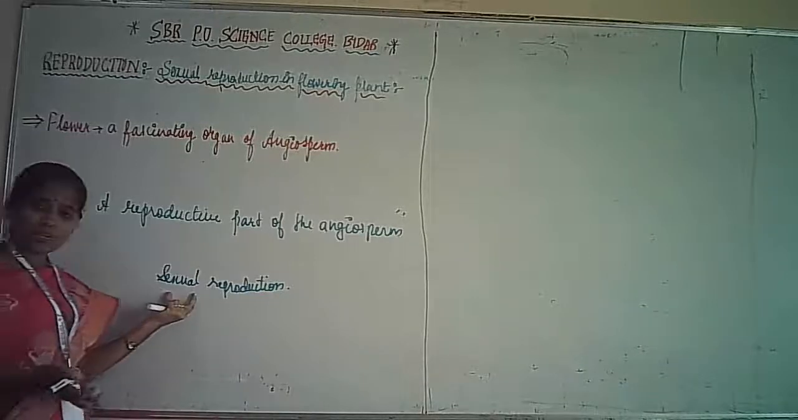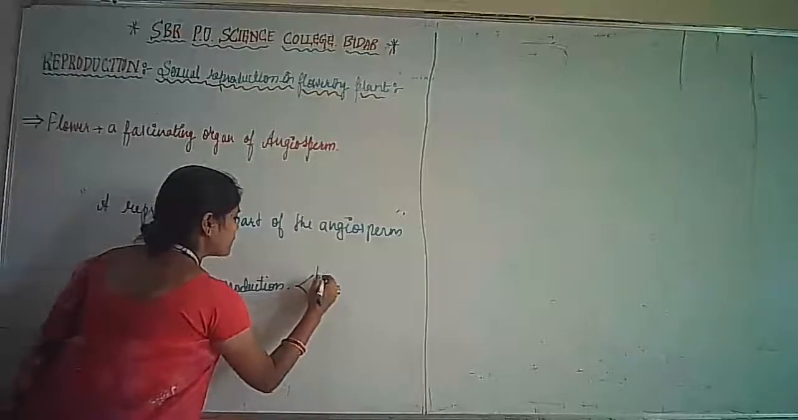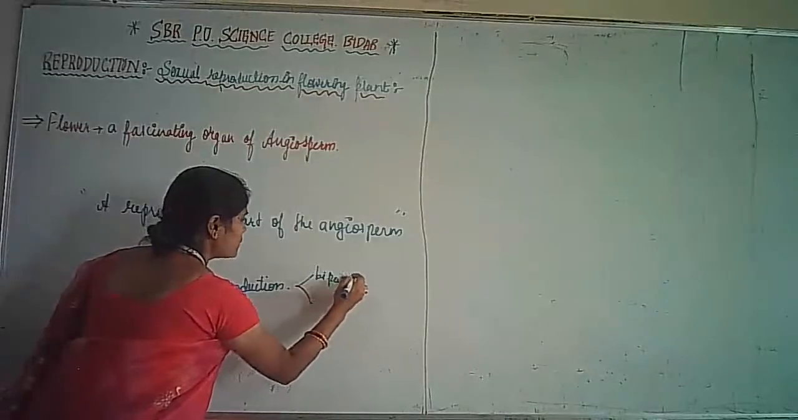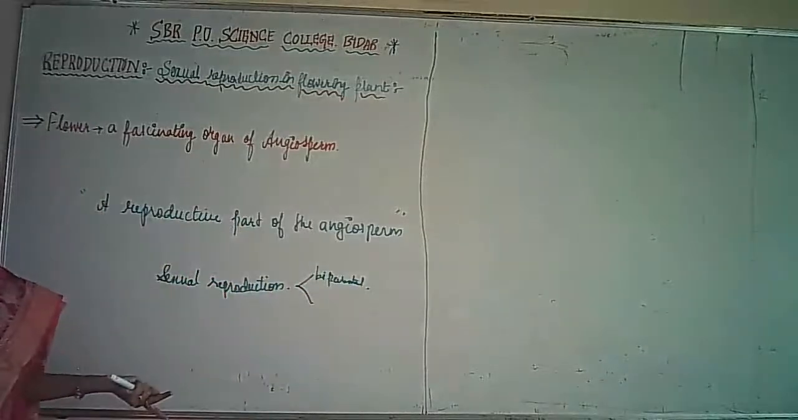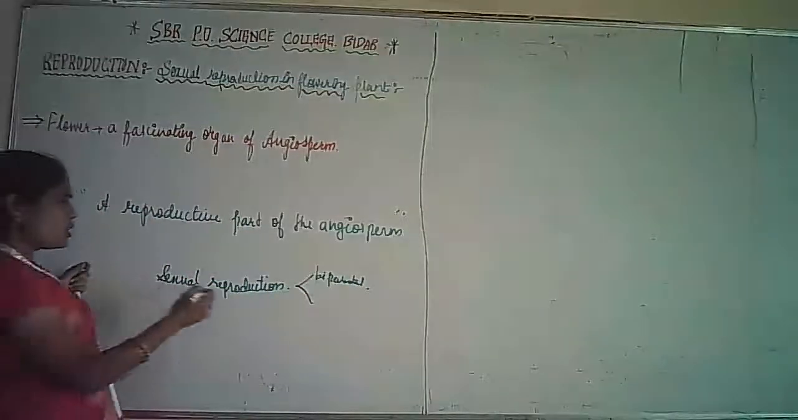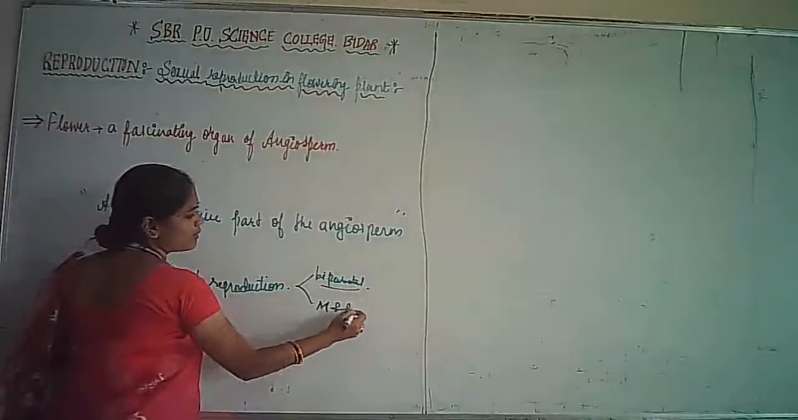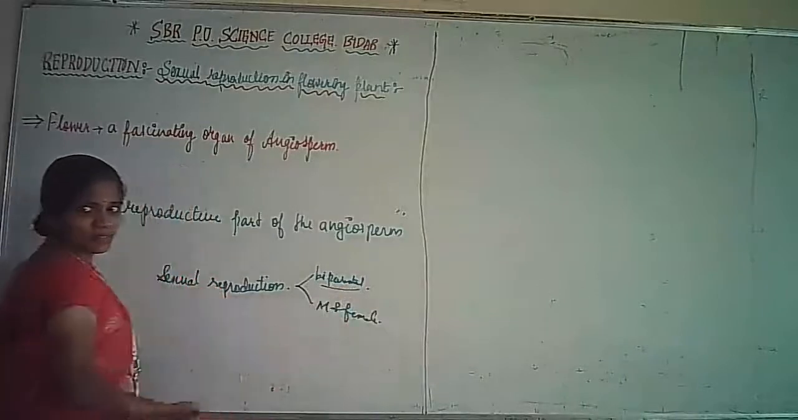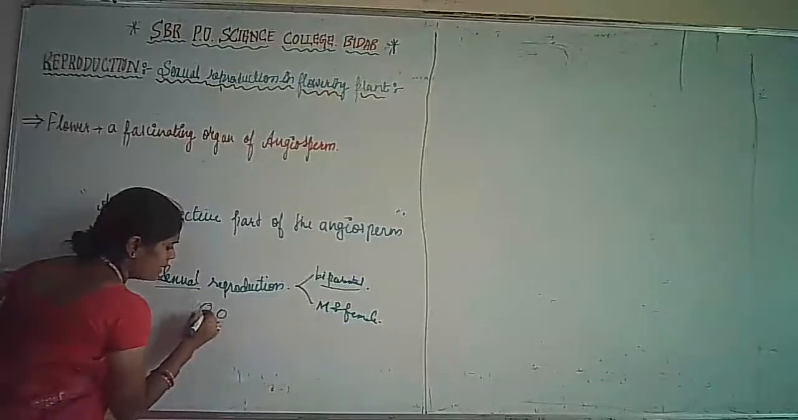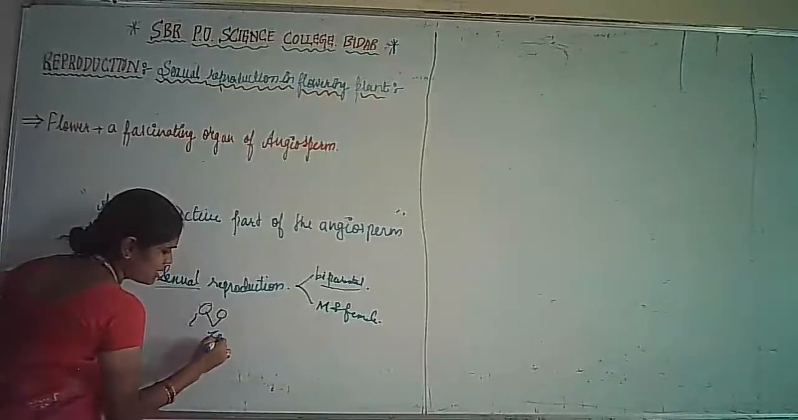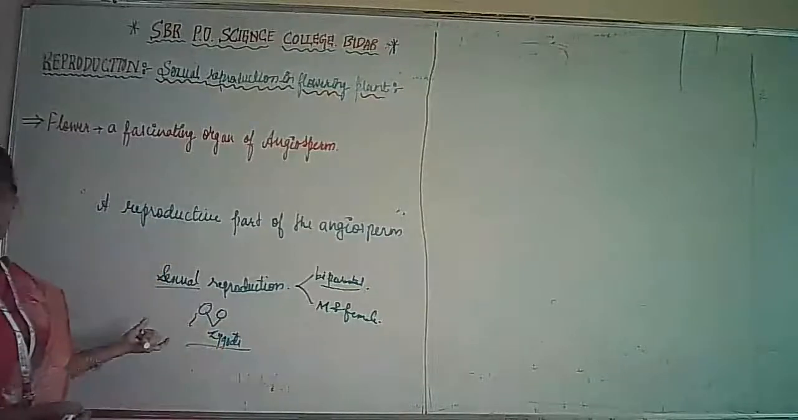Whenever sexual reproduction comes, it is biparental. What do you mean by biparental, my dear students? Biparental means both male and female parents are involved. Why do we need the biparental? Because we need both male and female gametes. Isn't it? Sexual reproduction means both sperm and ovum fuse to form a zygote. I can call it sexual reproduction.